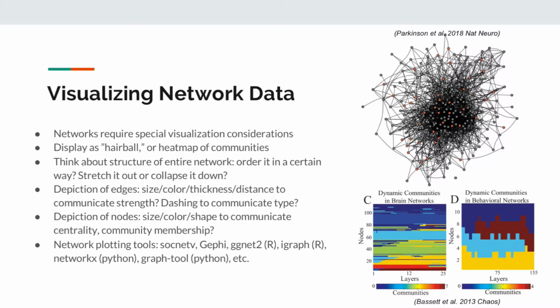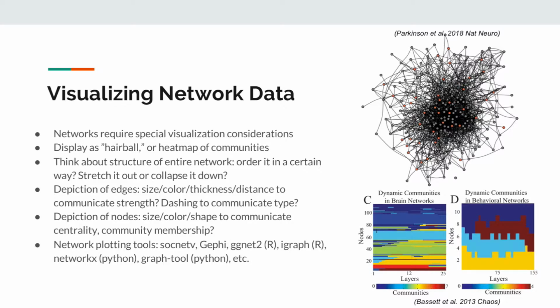You want to think about the depictions of the edges too in your network. Is the size, color, thickness, or distance going to communicate the strength of a connection? Are you going to use different dashing versus solid line conventions to communicate maybe type of connections? And then think about the depictions of the nodes in your network. Again, size, color, and shape can be used to communicate maybe centrality of a node, its community membership, etc.